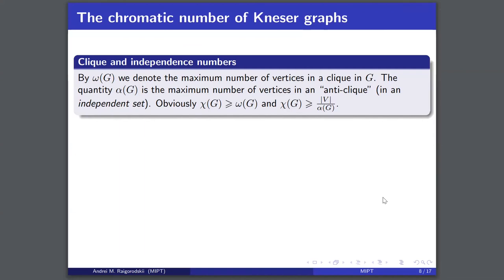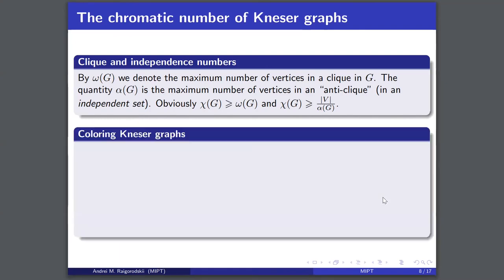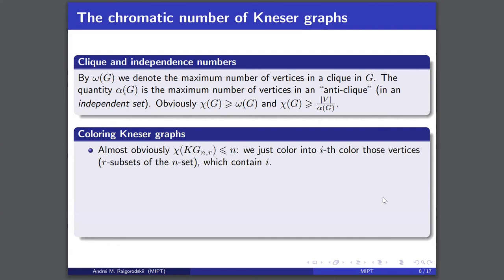Let's try to use these two inequalities for Kneser's graph. But I forgot. First of all, let's use some upper bound. Let's make some upper bound for the chromatic number of Kneser graph. It's written down here that the chromatic number of Kneser graph is bounded from above by n. We just color into the i-th color those vertices which are subsets of the n-set that contain the element i.